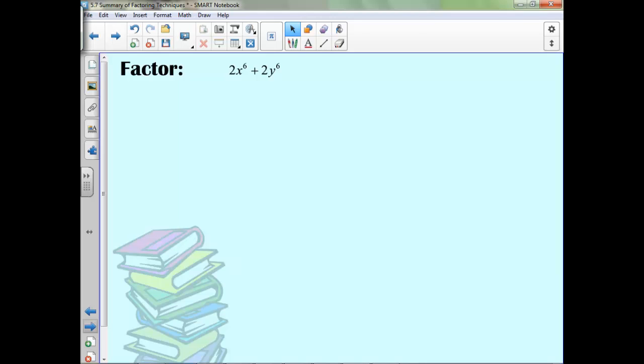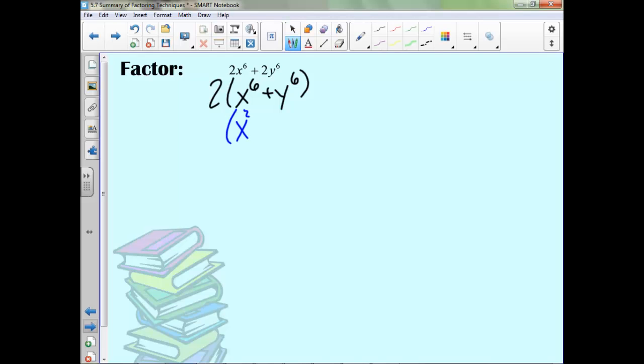On this one, notice we have a common factor of 2. Also notice, since it's addition, and these are to the 6th power, we can rewrite this as x squared cubed and y squared cubed. Now notice it is a sum of cubes. So we'll still have our 2 up front, but we can use our sum of cubes formula.